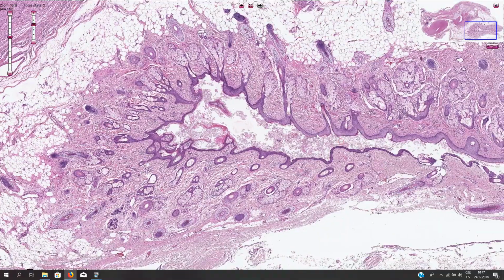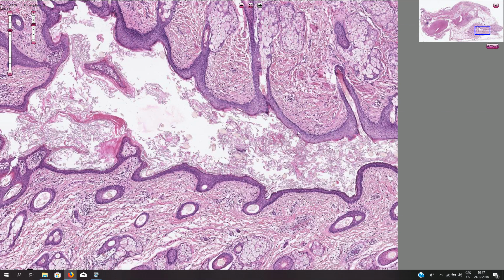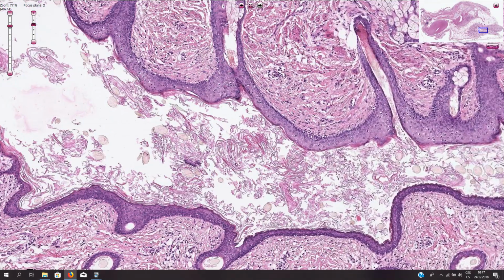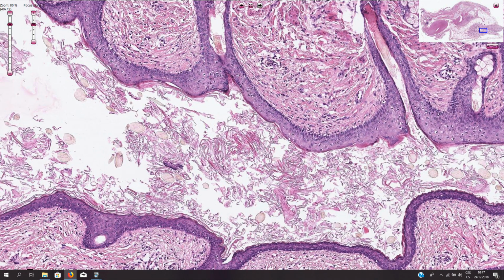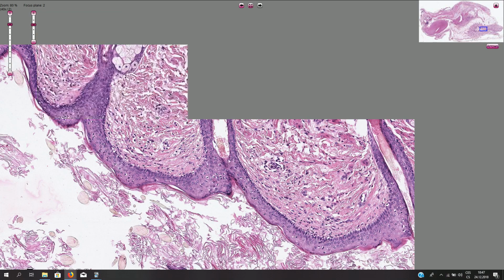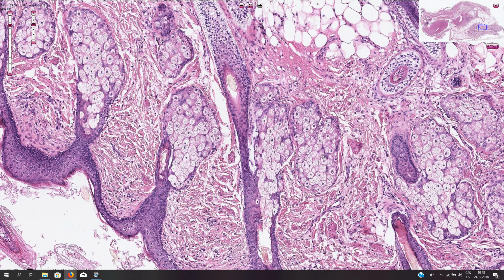So if we zoom in, here we can recognize the normal epidermis or keratinized stratified squamous epithelium with the basal layer, stratum spinosum, and keratinization. The cyst or the cystic space is filled with keratinaceous debris and hair. Here we have multiple follicles or hair follicles with sebaceous glands.